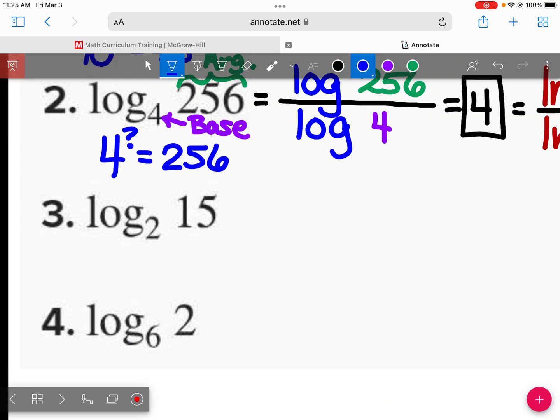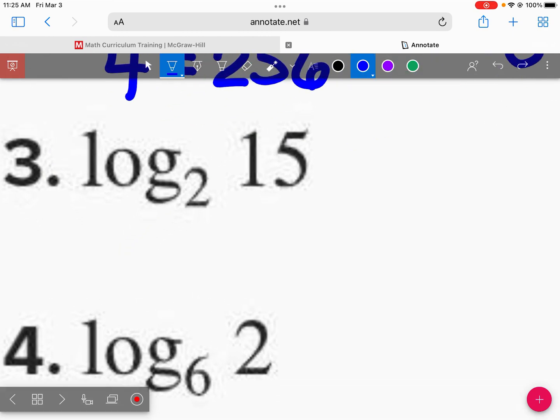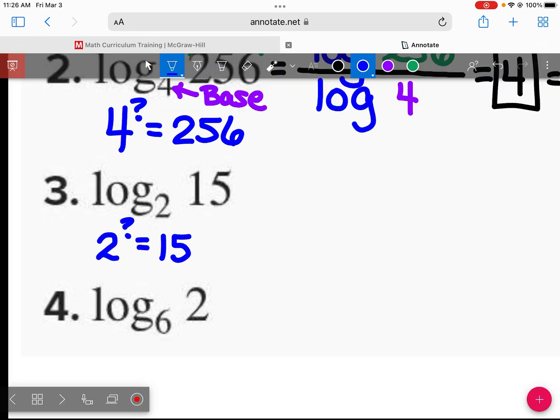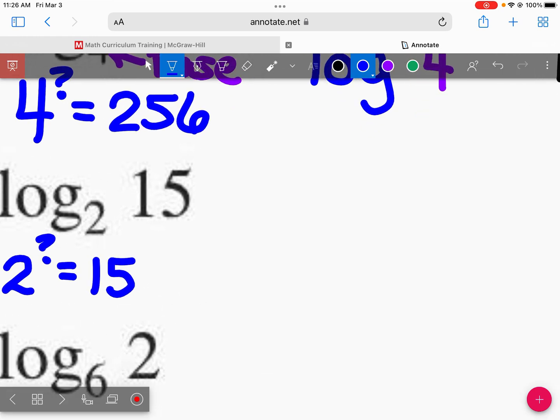Number 3. This is asking me to find what? What does log base 2 of 15 mean? 2 to what power gives me 15? Well, what's 2 to the second power? 4. What's 2 to the third power? 8. What's 2 to the fourth power? 16. I wanted 15. It's going to be 3 point something. It's going to be in between 3 and 4, but very close to 4.